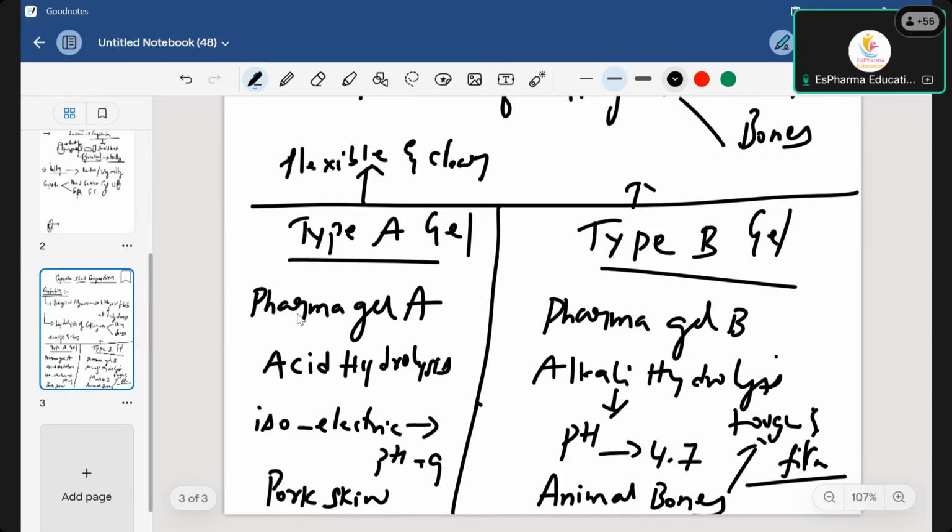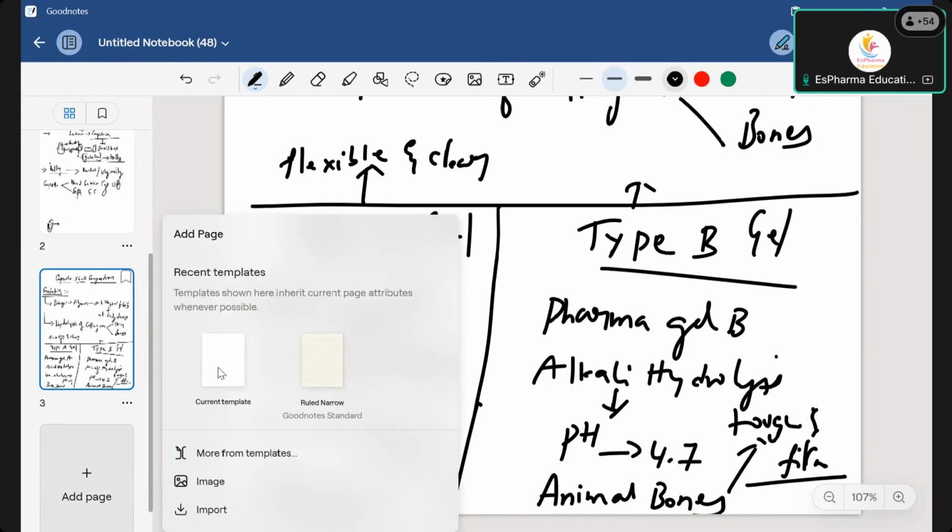So if anybody asks you what the ideal properties of gelatin are, it should be the same: non-toxic, non-irritant, soluble in biological fluids, strong, flexible. You can write all of these. Right? Written, taken note.